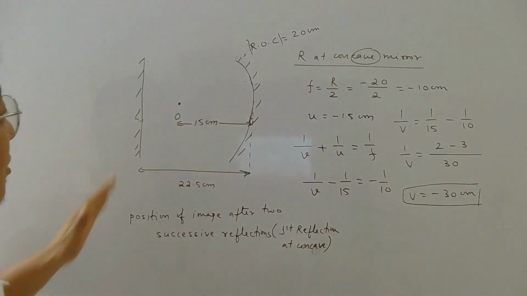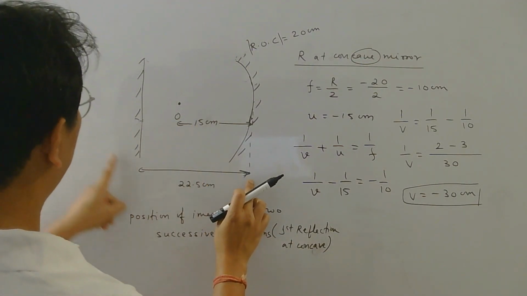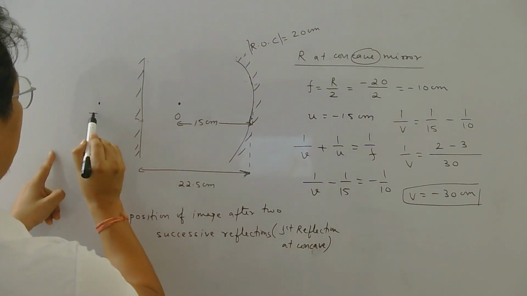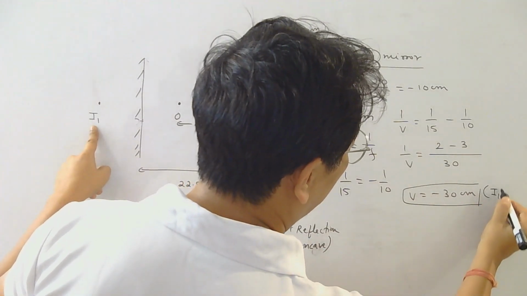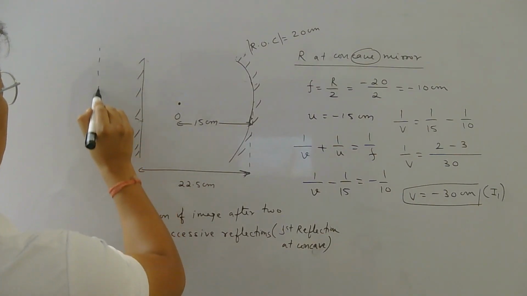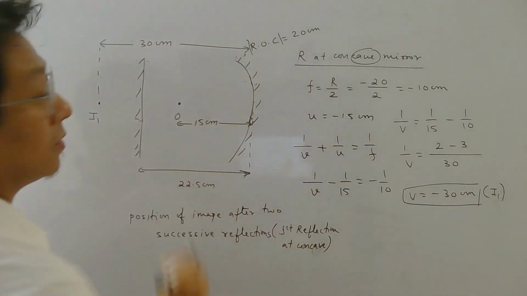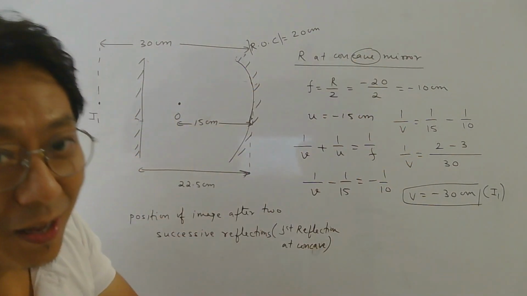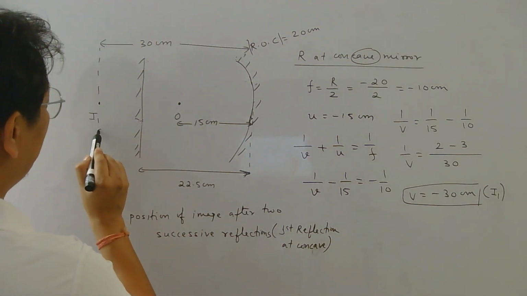Now minus 30 means it is to the left, right? And since this is 22.5, it means the image will be beyond this mirror also. So somewhere here, let's say. So this is the location of the image formed by the first reflection. And that will be at what distance from the concave mirror? 30 centimeter. Now what is the rule? The image made by the first mirror will now act as the object for this mirror, isn't it?